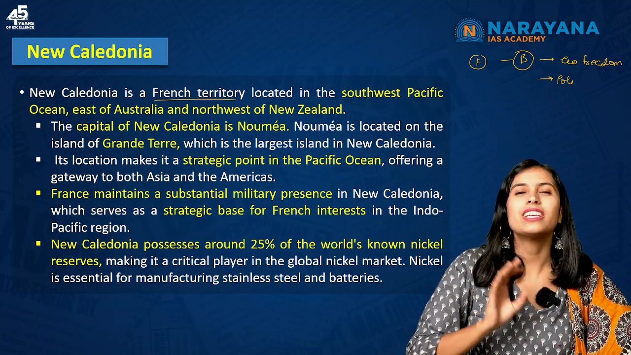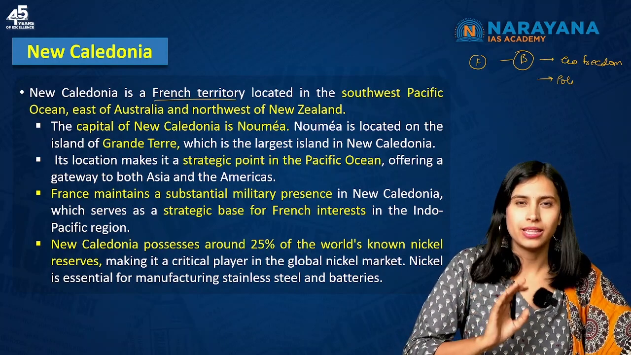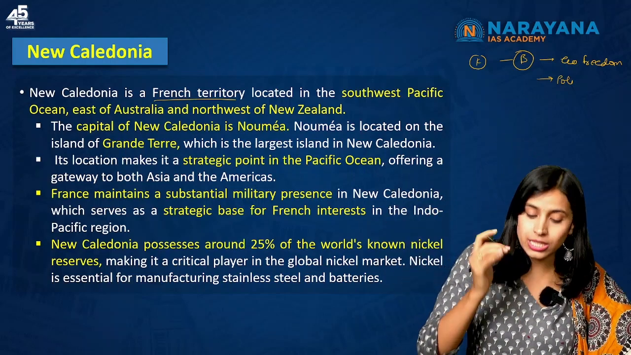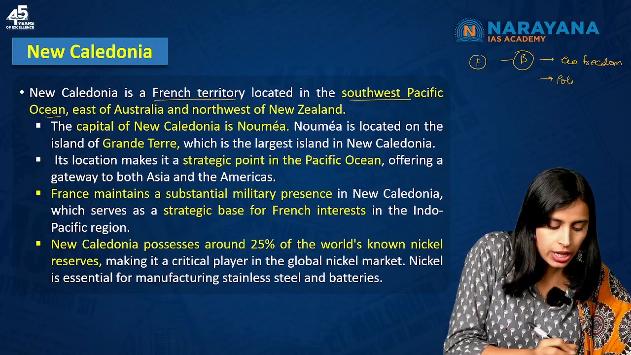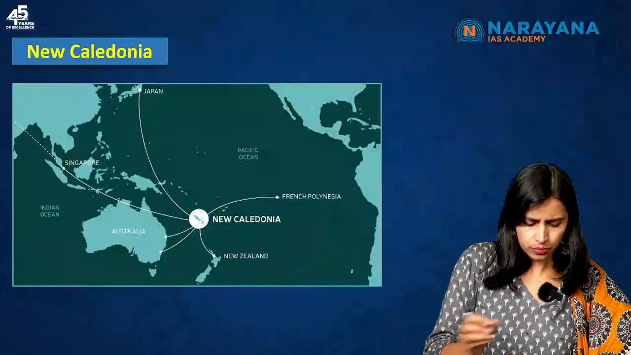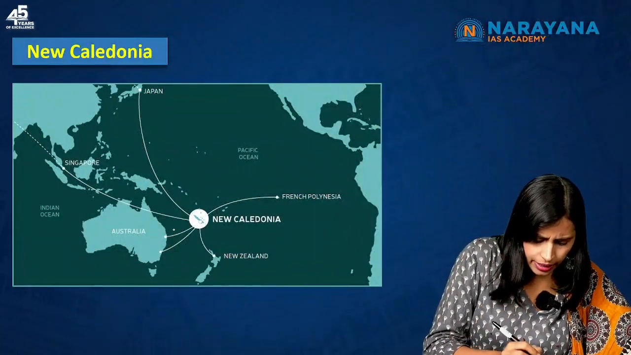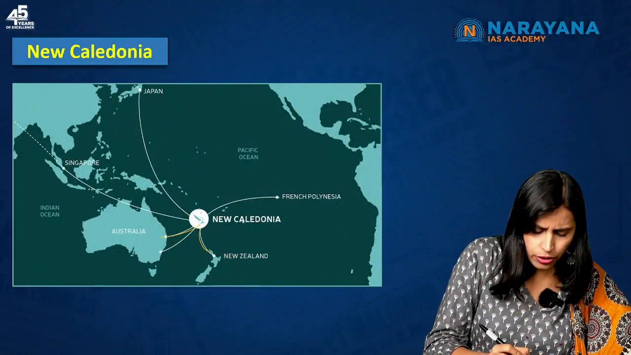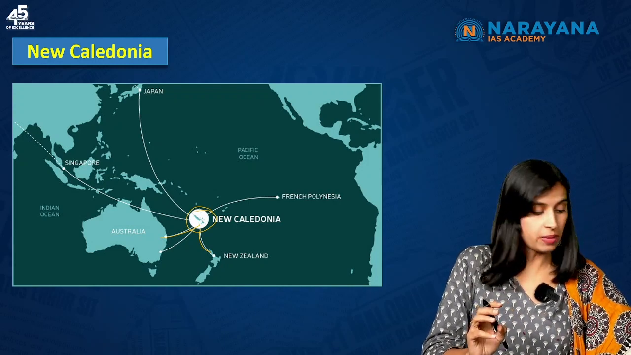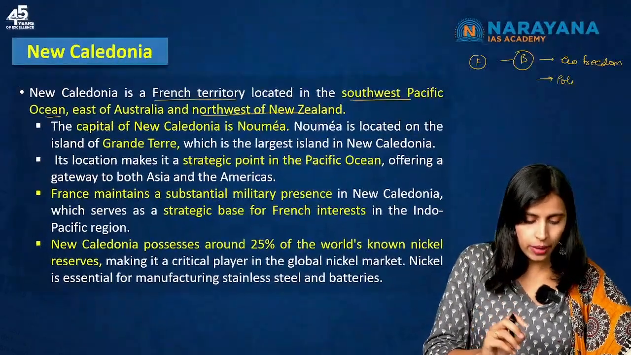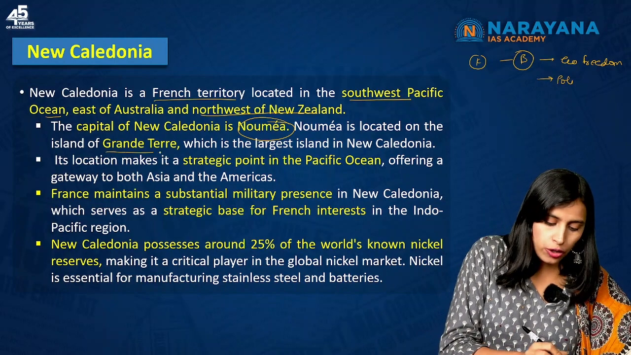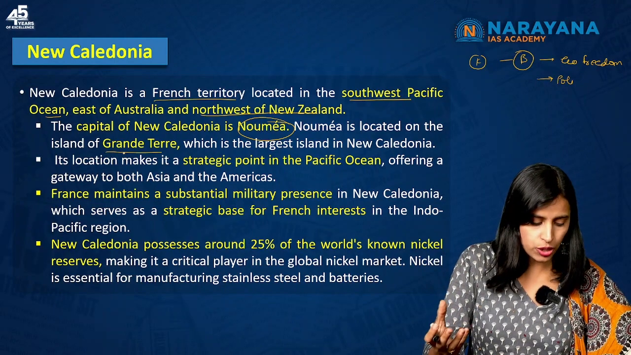Similarly, New Caledonia is France's overseas territory. That means France is located in Europe and it has certain overseas territories. This particular one is located in the Southwest Pacific Ocean, east of Australia and northwest of New Zealand. You can see it over there. You should know this because a question can be asked like this. Its capital is Nouméa, which is located on the island of Grand Terre, the largest island in New Caledonia.